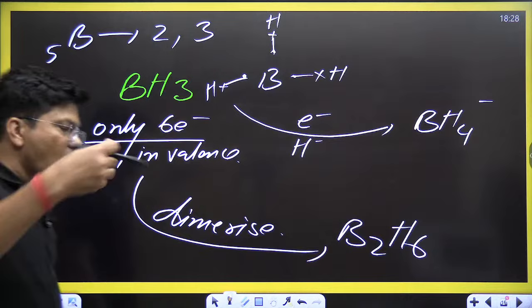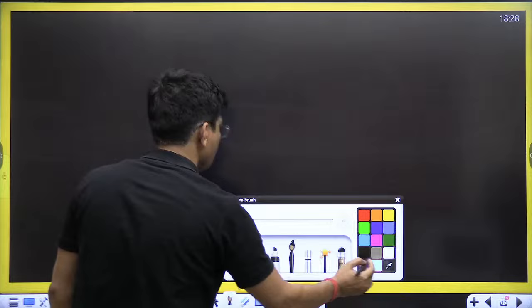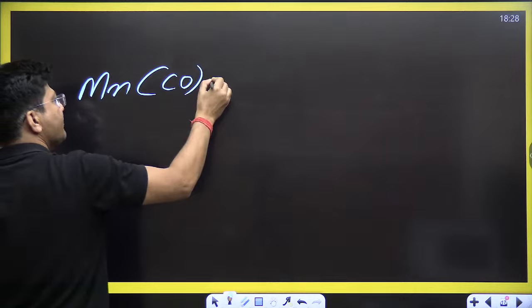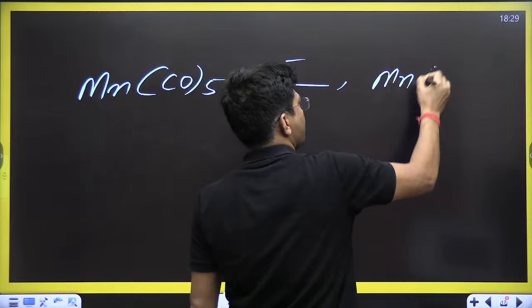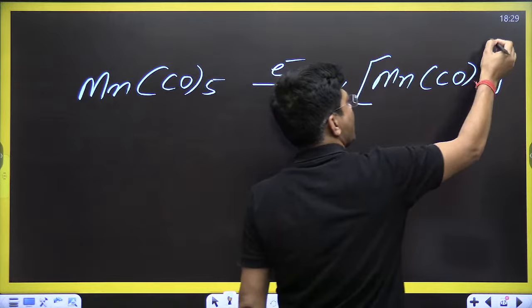In the same way, kids, your manganese will do. This Mn(CO)5, I have told you, it can either gain one electron and convert into [Mn(CO)5] with one negative charge, effective atomic number 36, or it can dimerize, kids.